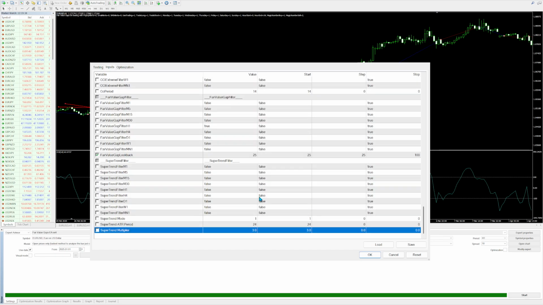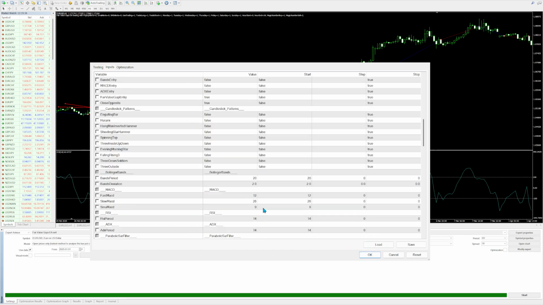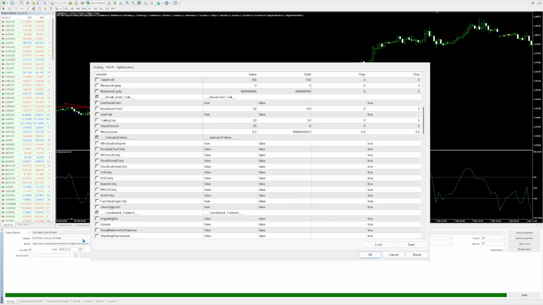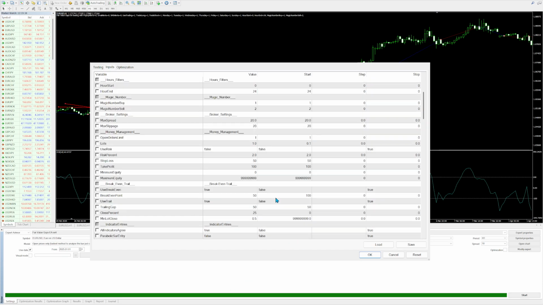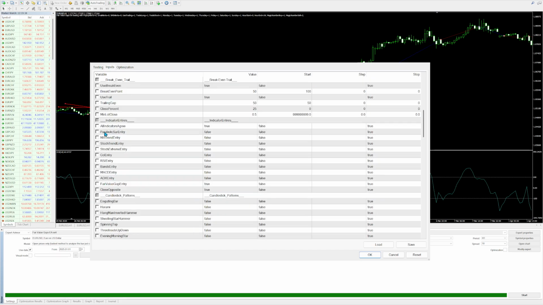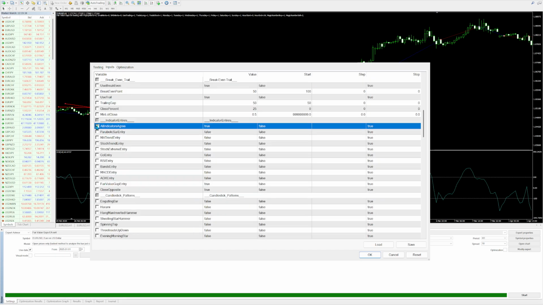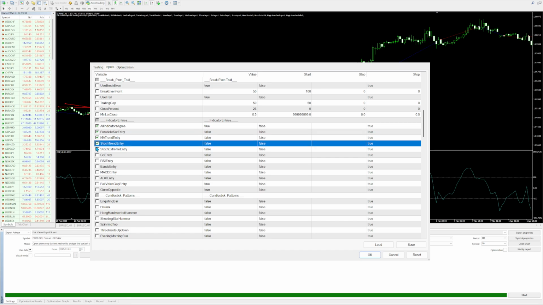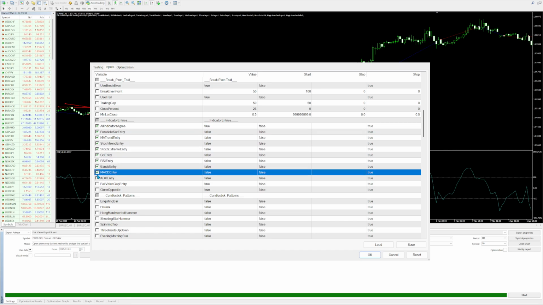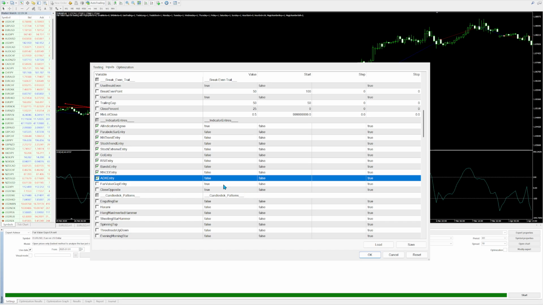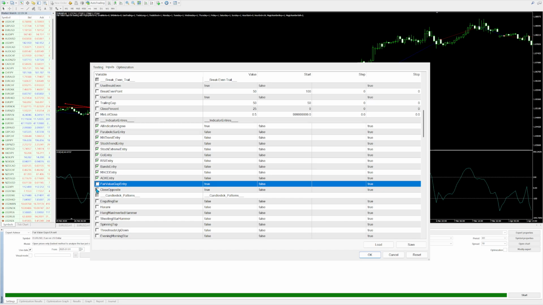Okay, optimization. What optimization does basically is, in the strategy tester of the MT4 platform, if you don't know, you can just select certain settings. So for example, let's just choose true or false on all of these. We'll leave the fair value gap entry set to true.